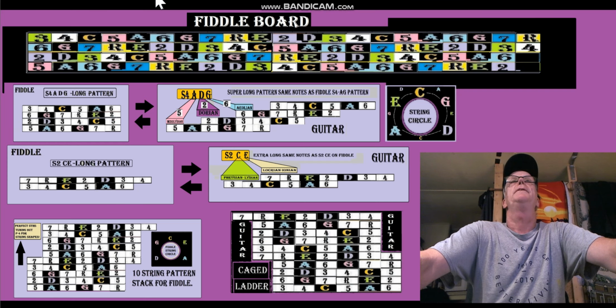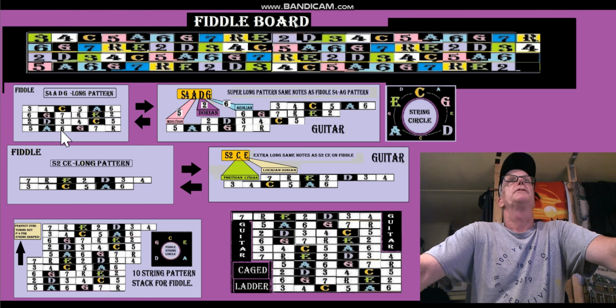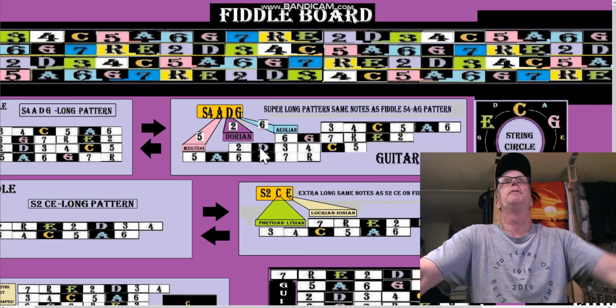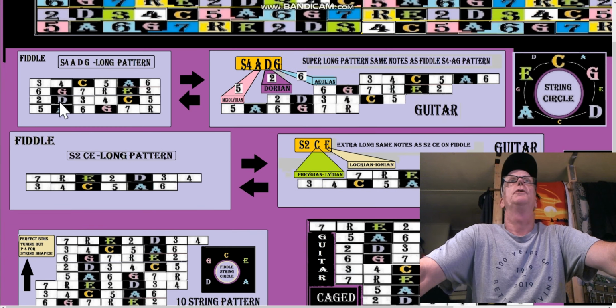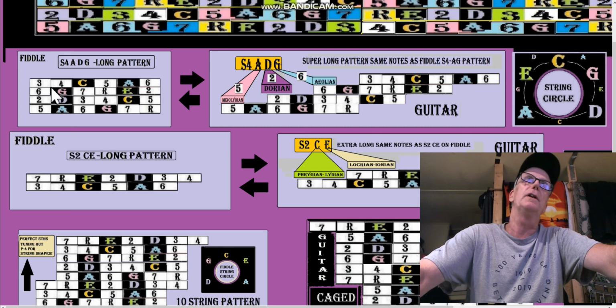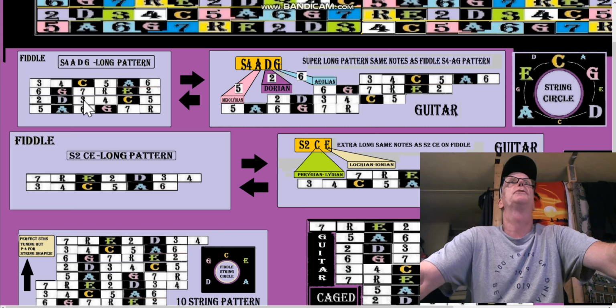So let's move ahead. If we want to play a fiddle pattern on the guitar, we have to go up a fifth each time. So to play a fiddle pattern on the guitar, you have to move to the right a whole step each time. Okay, to play a guitar pattern on the fiddle, you have to move to the left. To do 6, 7, root, 2, 3, 4, here's 6, 7, root, we got to move to the left a whole step for 2, 3, 4.